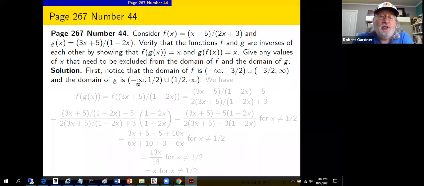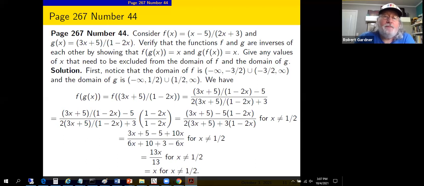So the domain of g is negative infinity to 1/2, and then 1/2 to infinity. Similar to the domain of f in structure. All right, so now let's do the compositions.